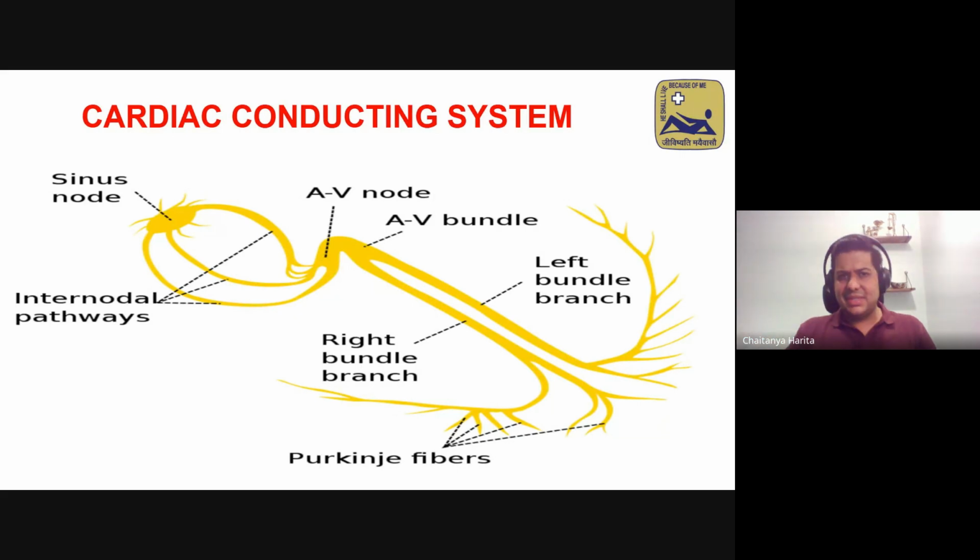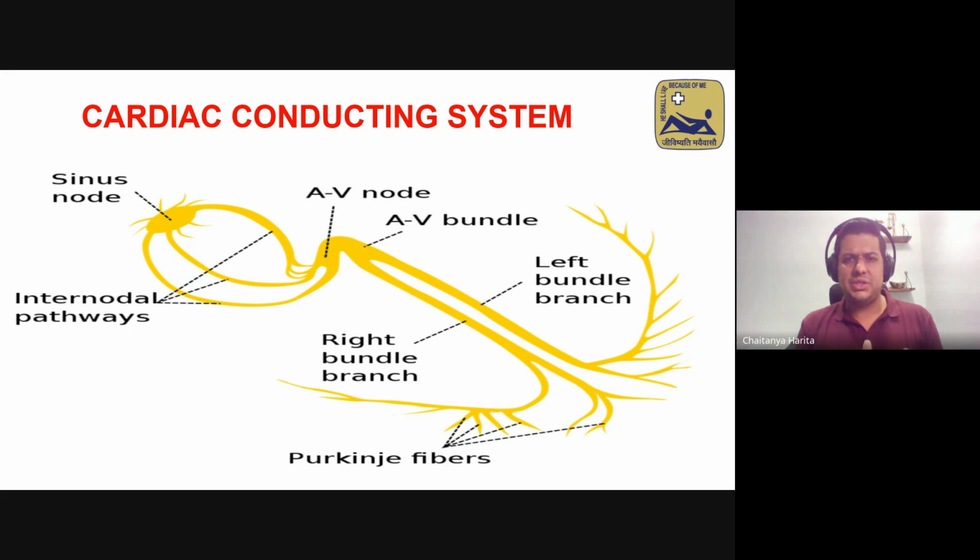As we know, we have a sinoatrial node, which is our pacemaker of the heart. The SA node gives three internodal pathways of Thorel, Wenckebach, and Bachmann, which supply the left atrium and send signals to the AV node. The AV node sort of slows the impulses just for a while to allow the ventricles to relax, and then shoves the electrical signals down through the bundle of His, or the AV bundle.